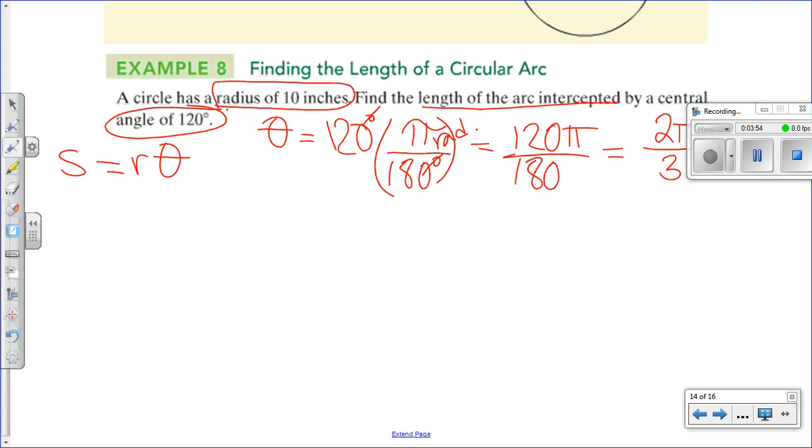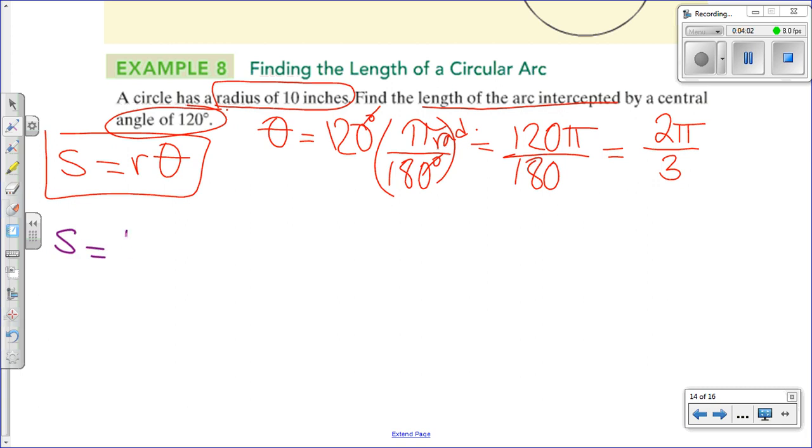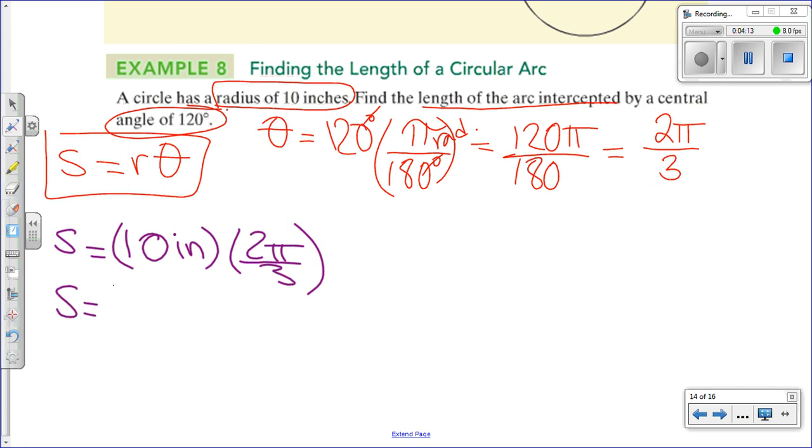And right after that, we were able to use this formula here. So the arc length will be the radius, which is 10 inches, times the angle, which is in radians, 2 pi over 3. So here we will have 20 pi over 3, and this is in inches. Because we are talking about length, we need to have a unit that is for linear quantities, such as inches.